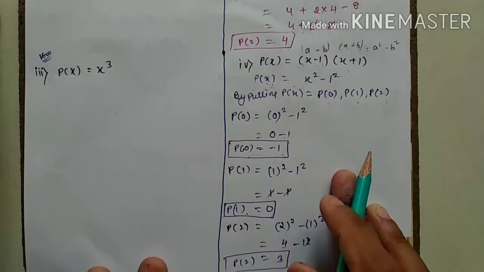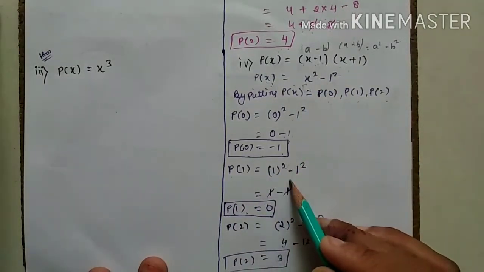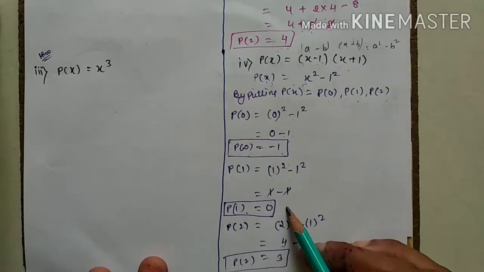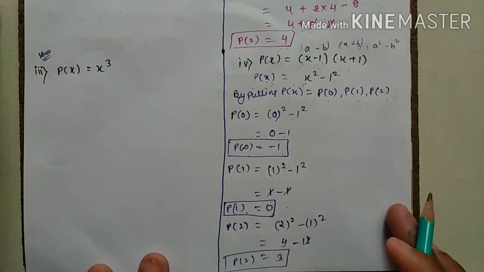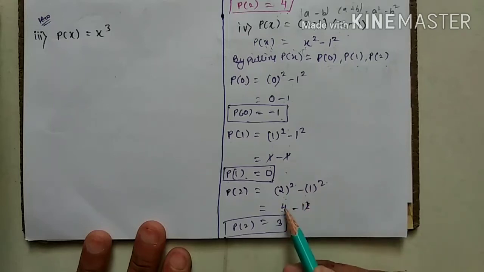Next, p(1). In the place of x, I have to put 1. So x square means 1 square minus 1 square. 1 square is 1, minus 1 square is 1. So what am I getting? 0. So p(1) is equal to 0. After that I have to put 2. 2 square minus 1 square means 4 minus 1 becomes 3. So p(2) becomes 3.